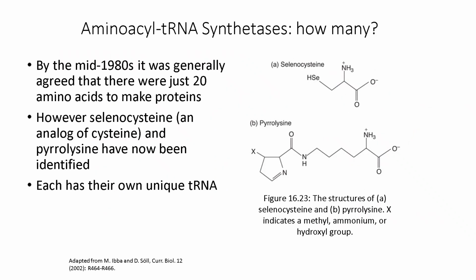Initially, scientists believed there were only 20 amino acids used in protein synthesis. However, the discovery of selenocysteine and pyrrolysine added new complexity. Each of these amino acids has its own unique tRNA and aminoacyl-tRNA synthetase. These enzymes are critical for linking the correct amino acid to its corresponding tRNA, ensuring fidelity in protein synthesis.